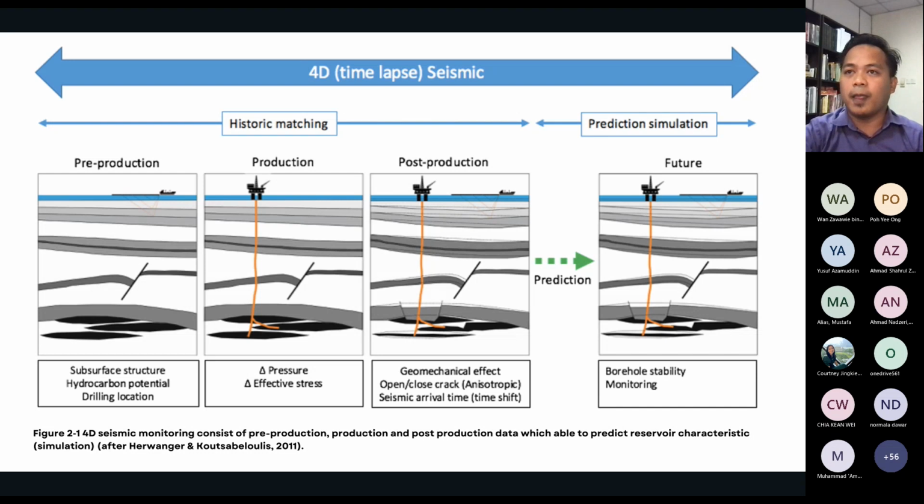In the last 5 years, there were a few big cases, such as the Elgin Franklin in 2016. They had a well kick in pressure. They underestimated the pressure changes underneath, so there was gas leakage in that situation.